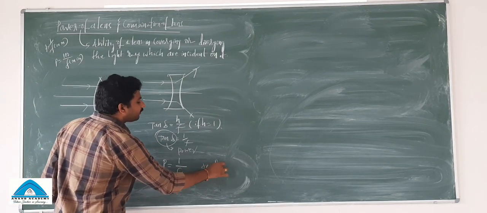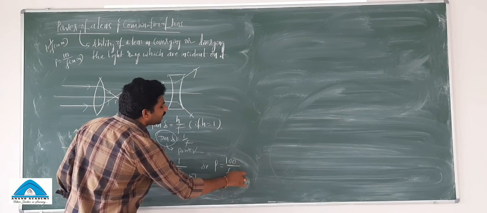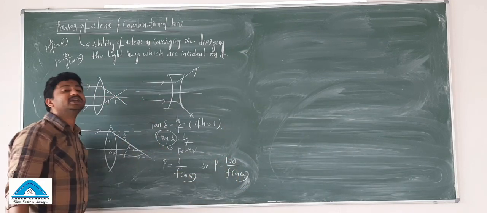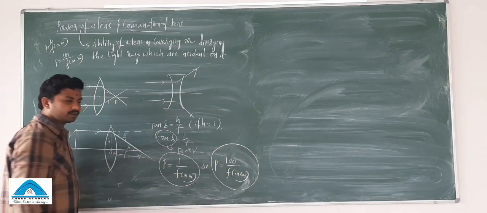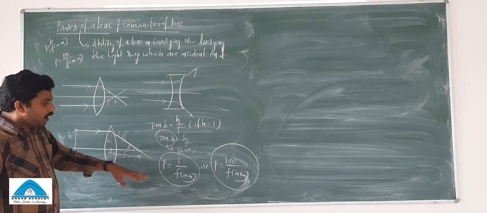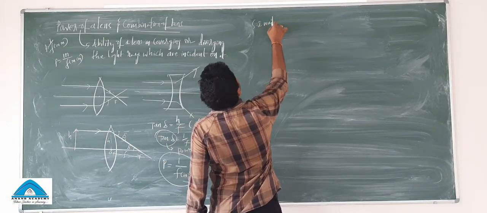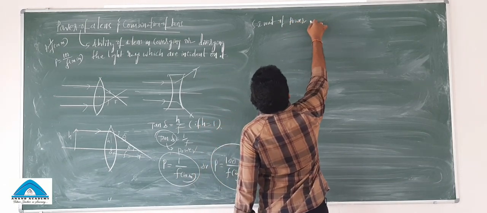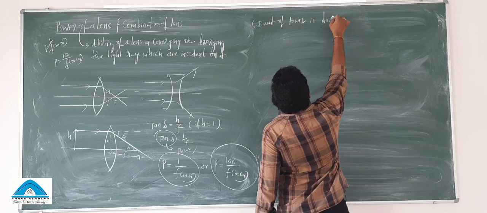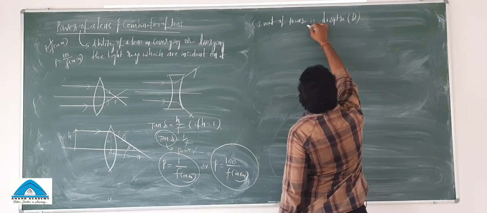Or the same power can also be written as 100 by f when the focal length is considered in centimeters. So these are the expressions for the power. Now, this SI unit of power can be written as diopter, which is denoted with the symbol D.